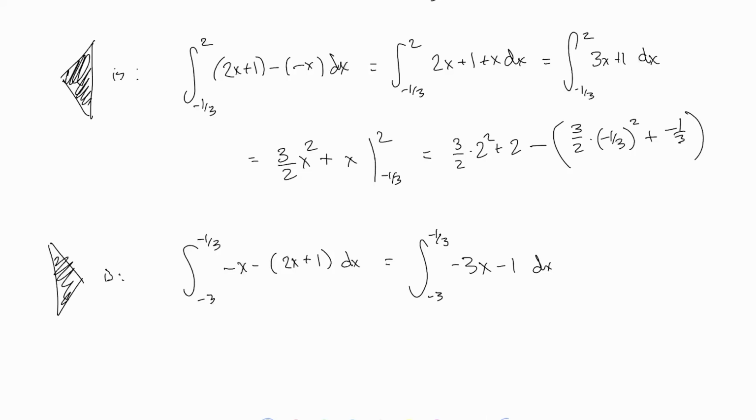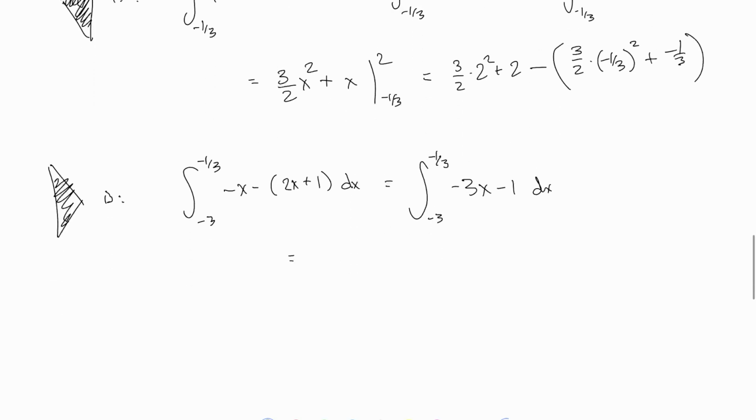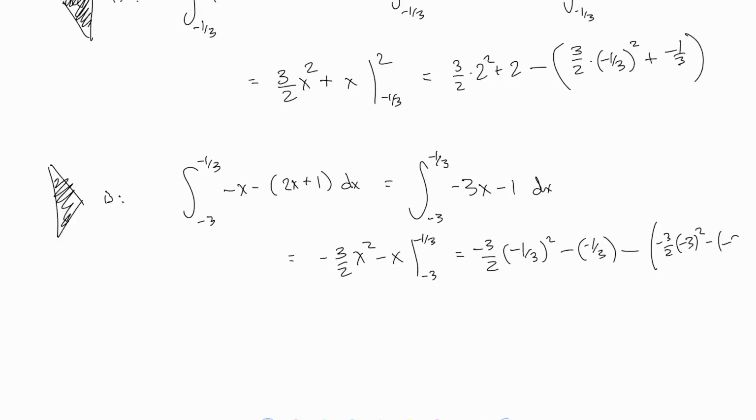And then we do the integral as before. It's similar to what we did for the first half there. So it's going to be -3/2 x squared minus x. Plug in -1/3 and -3. -3/2 (-1/3) squared minus -3. Plug in a third first to both of them, -3, and then subtract. And then go through again, plug in -3. -3/2 (-3) squared minus -3. There you go.